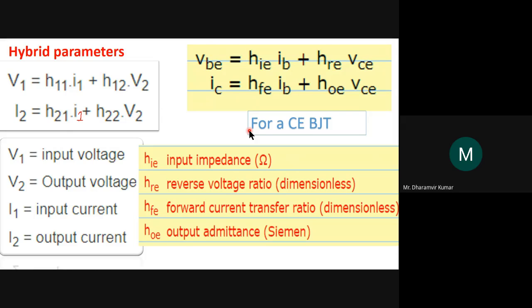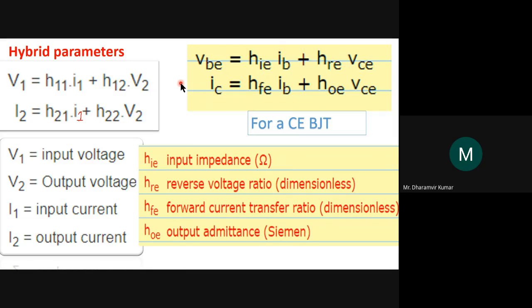You might know this already from your earlier subjects. This is just a quick review of these parameters, and we can use these equations for modeling the BJTs. We can replace that particular BJT component in any circuit with the circuit that results from these two equations. Then we can analyze that circuit using methods we are aware of, like the superposition theorem, Norton's theorem, Thevenin's theorem, KCL, KVL, whatever is required.